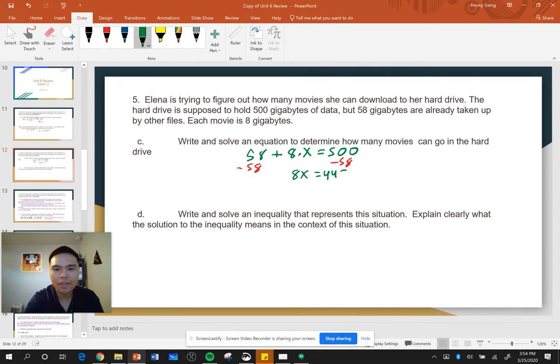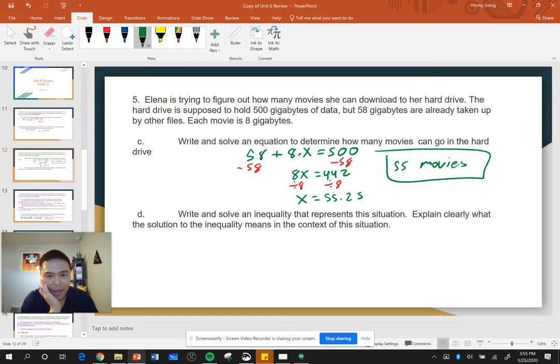442, okay? 442. Last thing, that's 8 times x. I have 8 x's. I just need one of them. If I just need one of them, I need to divide. In this case, divide by 8. We get x is equal to 55.25, okay? So that's about how many movies she can hold in the hard drive. But think about this. Can you have 0.25 of a movie? In reality, maybe if you use the downloading thing and this cuts off, but really we can only hold 55 movies, okay? We can't hold 55 movies and a fourth of one.